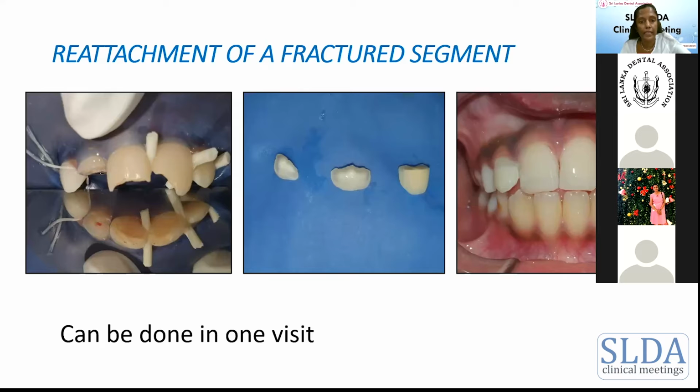Why I selected this case to show you is that I think we have to practice these techniques in our general practice. Sometimes I have seen a lot of instances where the patient has brought the piece to the dental surgeon, but they have not taken it into consideration and have done some other treatment. So this is a very good method of improving the marginal adaptation as well as the aesthetics of the patient in one visit.